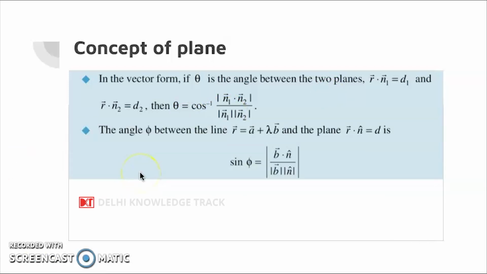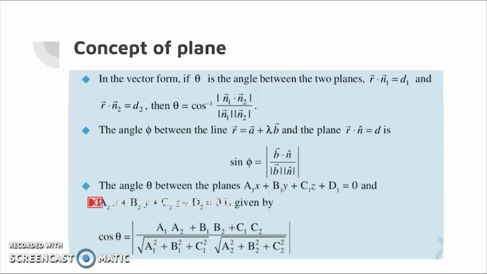The angle between a line and a plane is given by sin theta equal to the dot product of vector b with the unit normal vector of the plane, divided by the magnitude of vector b into the magnitude of the normal vector of the plane. The angle between the planes a1x + b1y + c1z + d1 = 0 and a2x + b2y + c2z + d2 = 0 is given by cos theta = modulus of (a1a2 + b1b2 + c1c2) divided by the square root of (a1² + b1² + c1²) into the square root of (a2² + b2² + c2²).